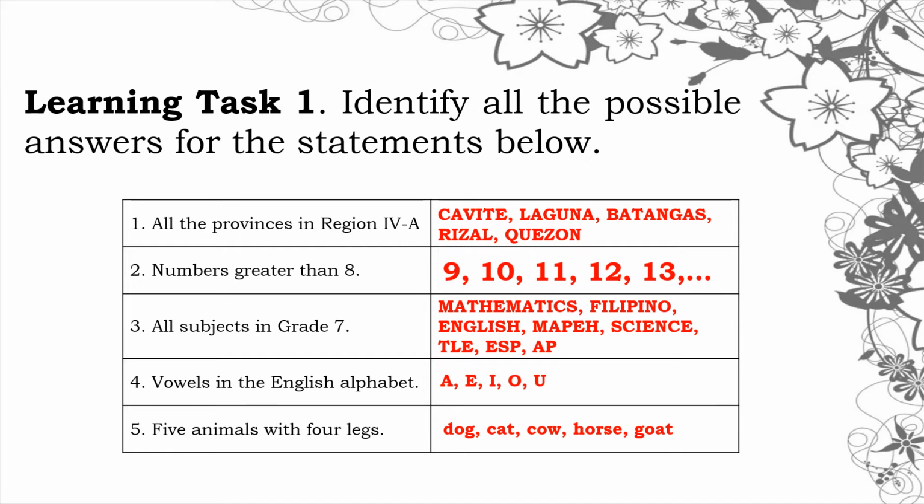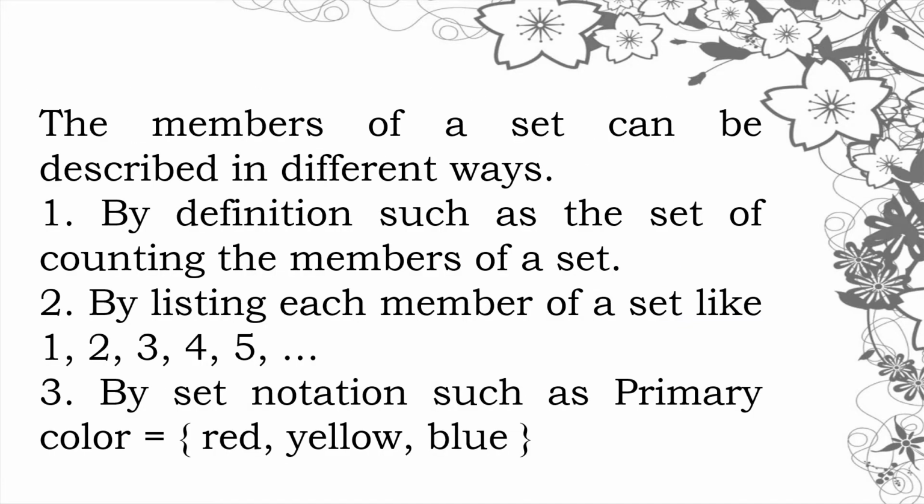Moving on to the proper discussion. A while ago, as I said, sets are described in different ways. There are 3 ways of describing a set. The members of a set can be described in different ways. The first one is by definition, such as the set of counting numbers. The second one is by listing each member of a set, like 1, 2, 3, 4, 5, and so on and so forth. Next, number 3, by set notation, such as primary colors equals red, yellow, and blue.